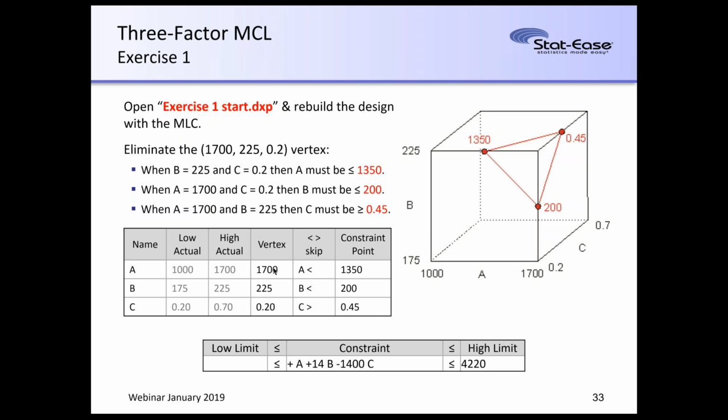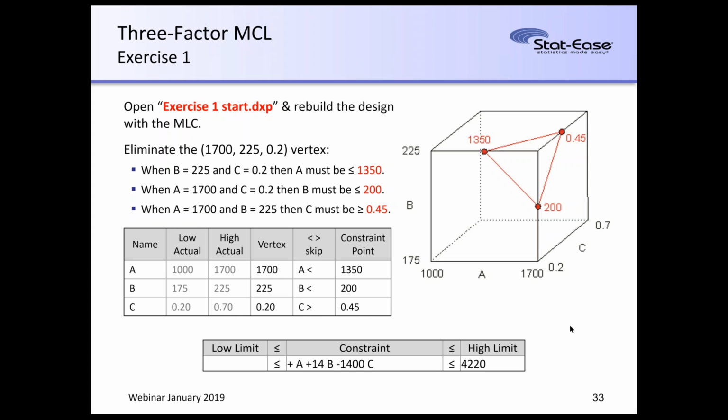Then you say when A and C are at their vertex values, how far do I have to back B off? And I have to back off down to 200. So I think a run of 1700, 200.2 will work. Then I say when A and B are at their values, how much do I have to increase C before I can get it to work? So when A is 1700 and B is 225, I think I have to increase C to 0.45 from the 0.2 to get it to work.